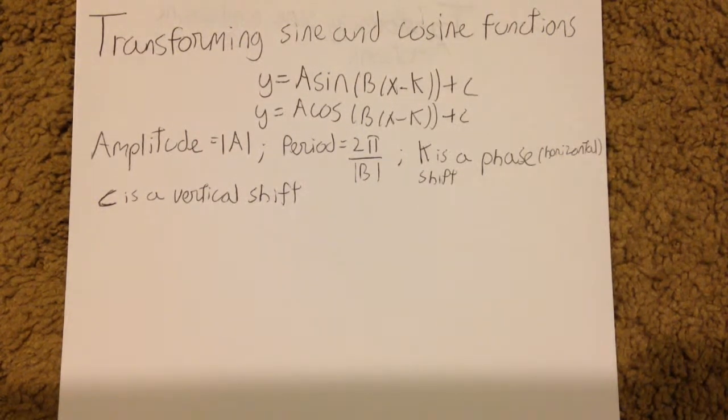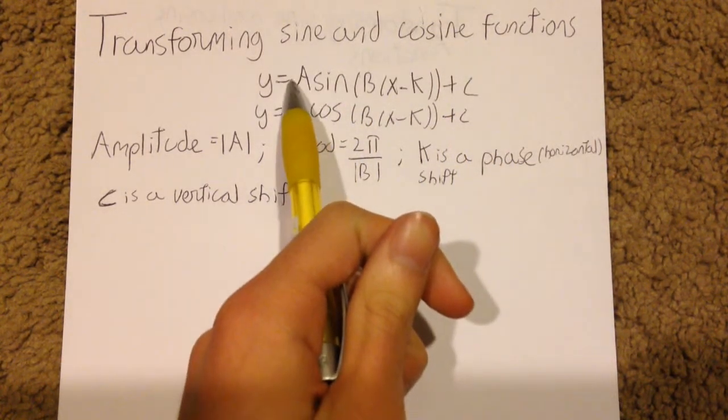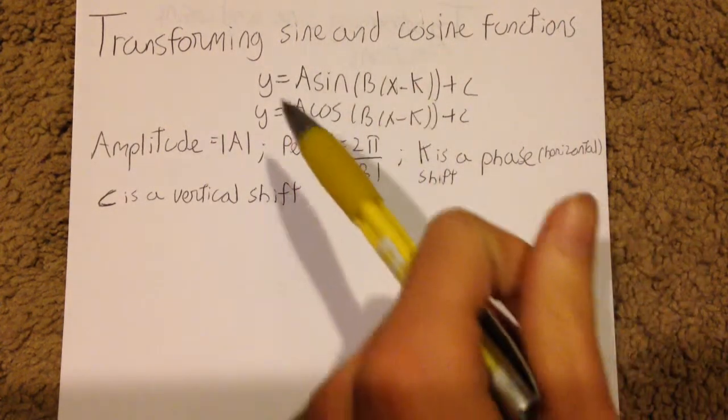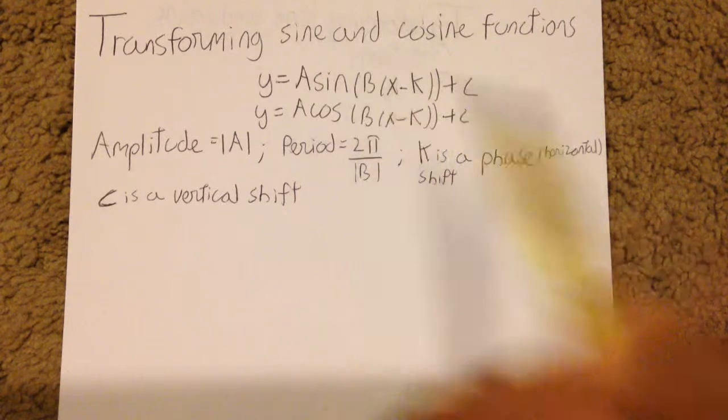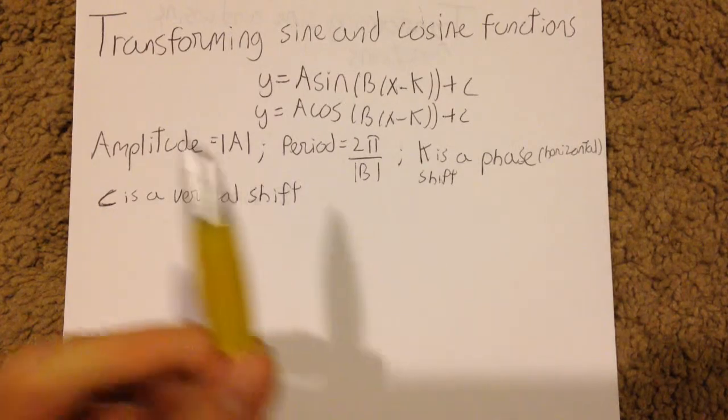In this video, we're going to look at transforming sine and cosine functions, and I'm going to have an example that I'm going to graph. So when we get a sine or cosine function, there are four things we want to consider before graphing it. The first one is this a, which is the amplitude. The absolute value of this number is the amplitude, and the amplitude is just a vertical stretch or shrink.